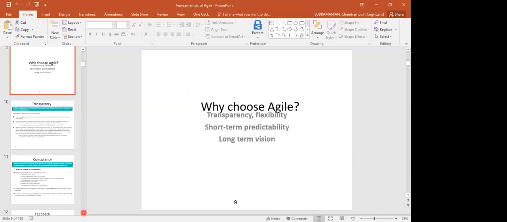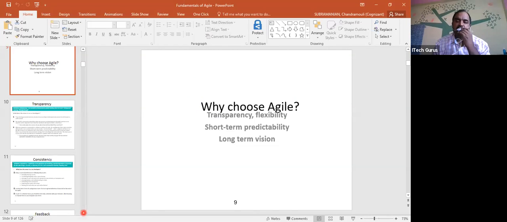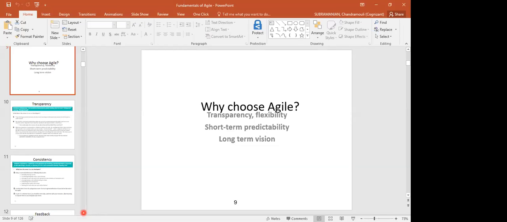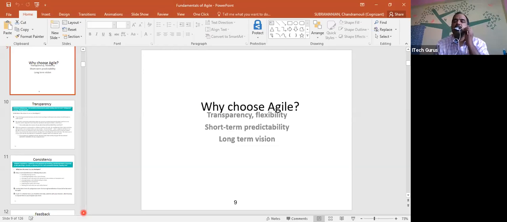So why are we choosing Agile? First one is high transparency. What do you mean? Transparency with whom? Customers or client. So everybody knows the project is moving. There is complete transparency. I will not hide anything from anybody.